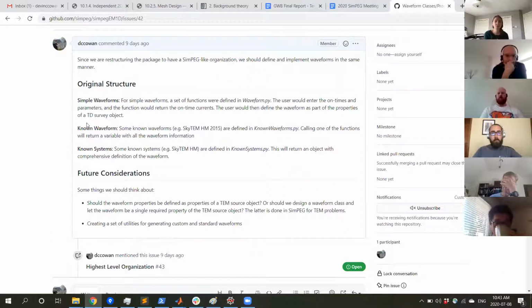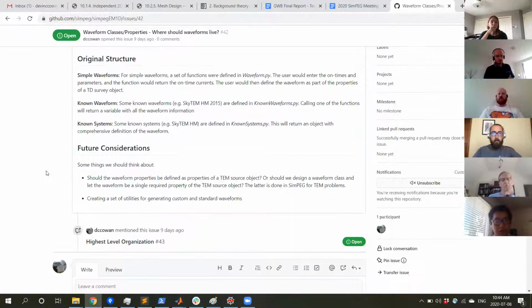Then for some known waveforms like the SkyTem 2015, you would basically call it and it would just give you back some structure with all the information in it. And then there's some known systems. Basically, there's some things where you can say, I want to put in these locations, it's this type of survey, and it outputs a completely finished survey object, which we don't really use that structure anymore. So there's just a lot of different ways of defining either waveforms or particular time domain systems.